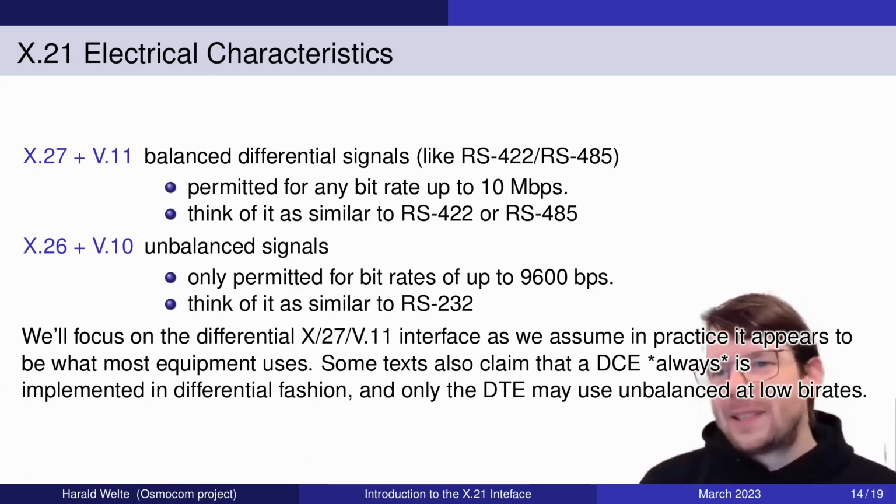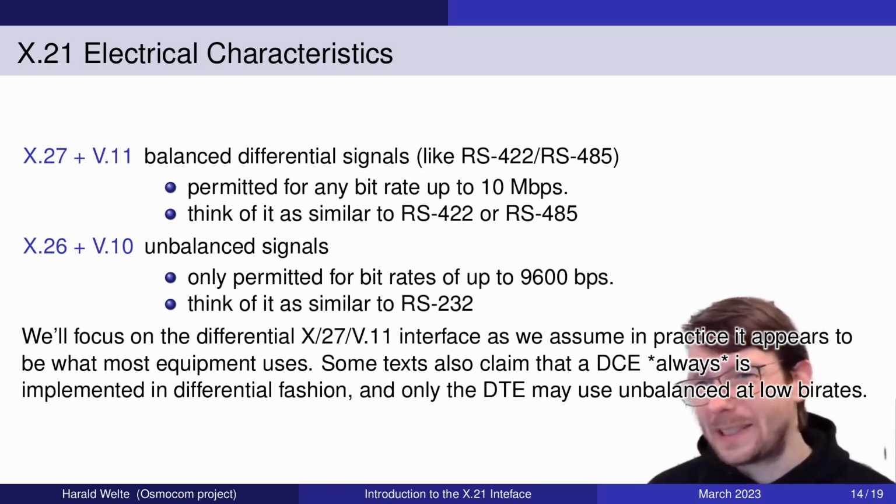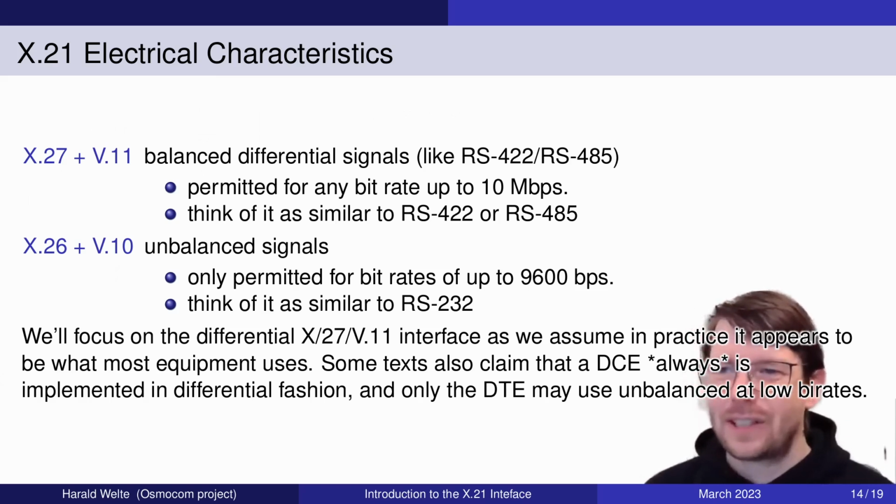So let's look at the electrical characteristics. X.21 doesn't specify these. It points to X.27 and X.26 as two different possible electrical interfaces. X.27 in turn points to V.11. X.27 again doesn't really contain anything but a pointer to another spec. It's balanced differential signals, in a similar fashion to what you would know from RS422 or RS485. Of course, those two being asynchronous interfaces, but from the signal level and impedances and so on, you can compare those. This variant is permitted for any bitrate up to 10 megabits.